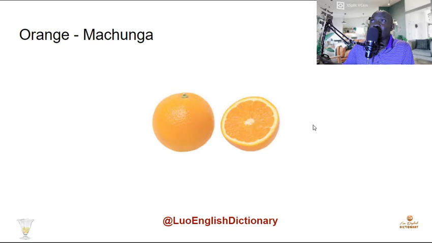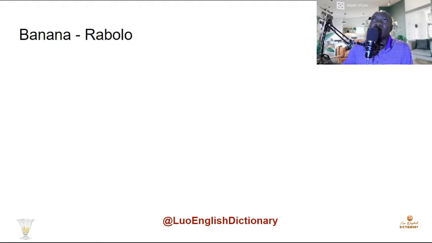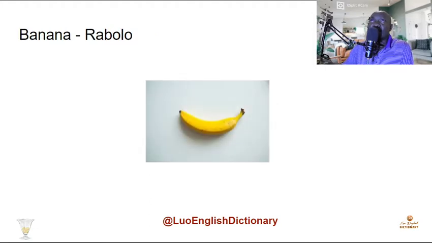Chungwa, same thing. Machunga, Swahili machunga, Luo machunga. There's another machunga which is coming in, which is not machunga. The one that is tangerine. Is it tangerine? That is different. But this one we just call it machunga. Then banana is called rabolo. Rabolo. That is banana.